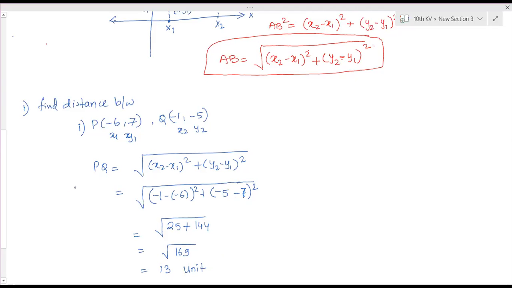It's clear how to do? You can consider any one x1, y1. There is no restriction. The first one can be x1, y1 and the second one x2, y2, or you can take it the other way also. It's completely yours. Why it does not matter is because of the square here. If the square is not there, then we have to check.